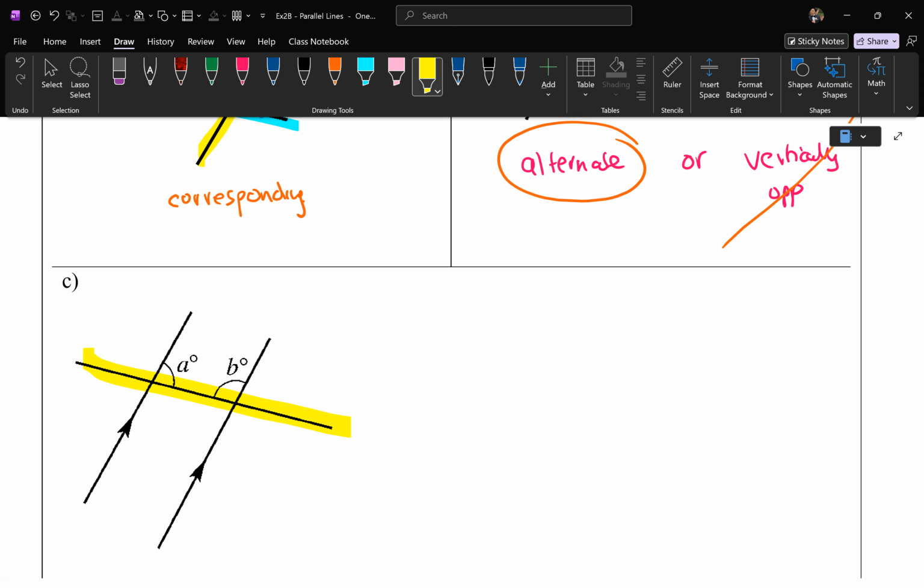But of these two, co-interior is the easiest one to identify first, so check it. Is A on the inside or outside of the parallel lines? Inside. So this is inside. Is B on the inside or outside? Inside. So they're both inside as well, so that literally fits the definition of co, which means both, interior. They're both inside and they're both on the same side of the transversal line. Does that make sense? So it gives you sort of a guidance on how to identify that.